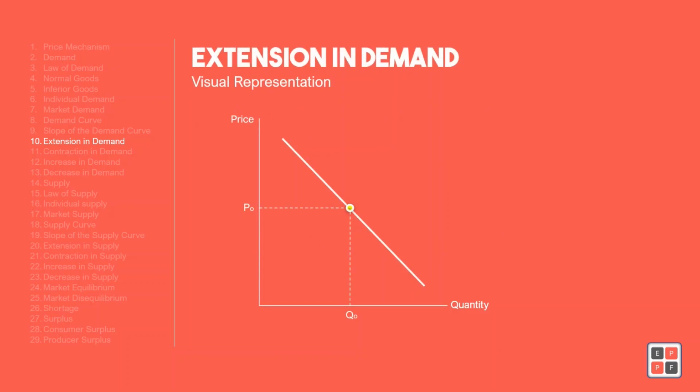If the price is currently at P0 and the quantity demanded is at Q0, as the price decreases from P0 to P1, the quantity will increase from Q0 to Q1. There is going to be movement along the curve, and this is known as extension in demand.